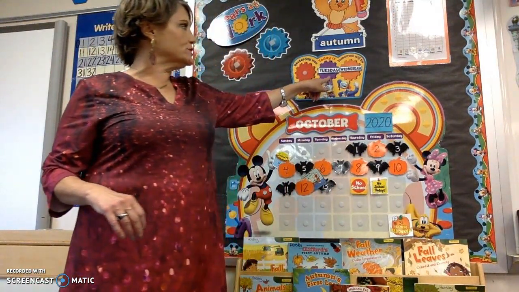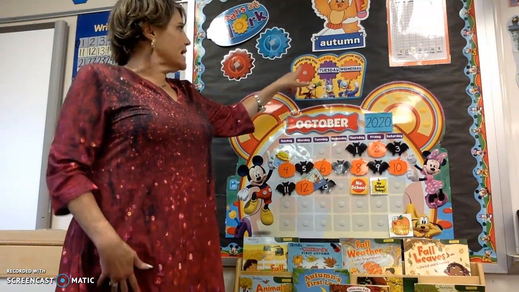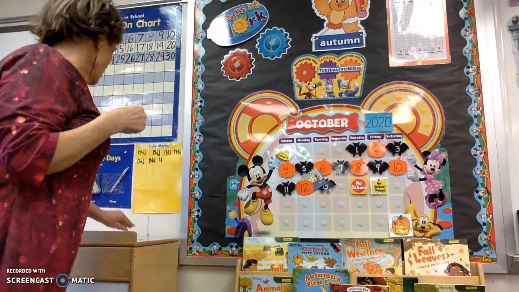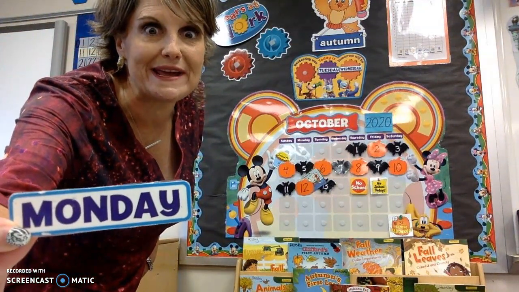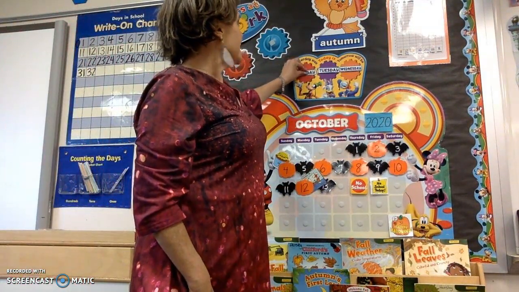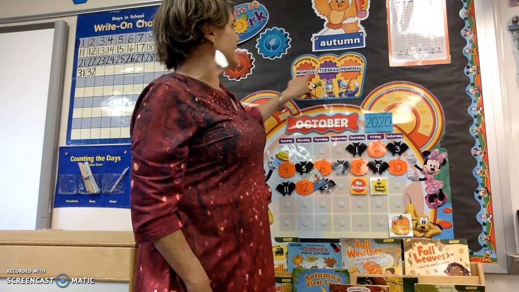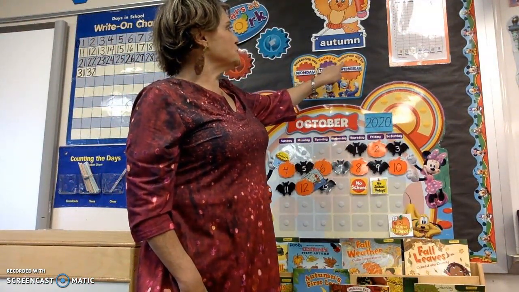What comes before Tuesday? Because what comes before Tuesday will be what yesterday was. Sunday, Monday, Tuesday. Let's see what comes before Tuesday. Sunday, Monday, Tuesday. Ooh, you're right. Monday starts with the letter M, doesn't it? Monday. So yesterday was Monday. Today is Tuesday. Tomorrow will be Wednesday.